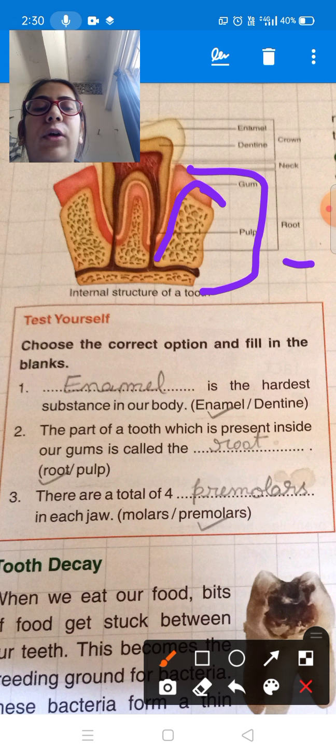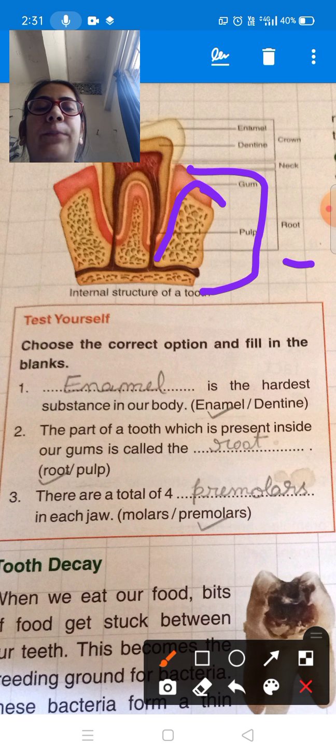So what is the function of root? Root tightly holds the tooth in the gums. With the help of roots, teeth are tightly placed inside the gums. Okay, so each tooth has three parts, that is crown, neck and root, right?